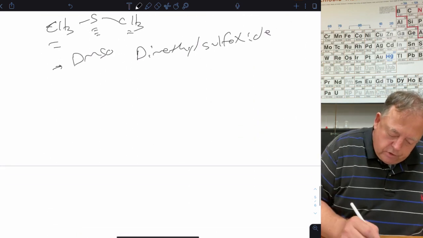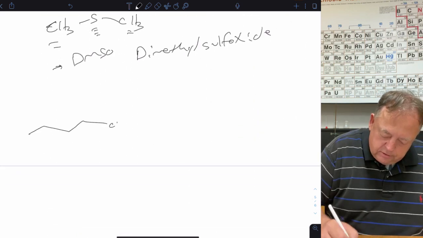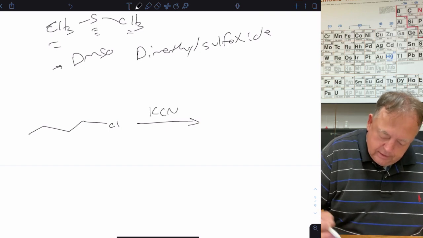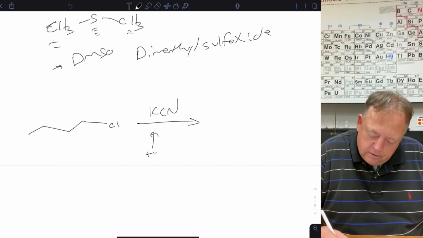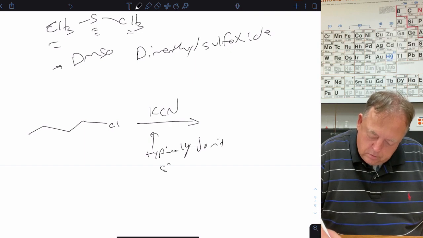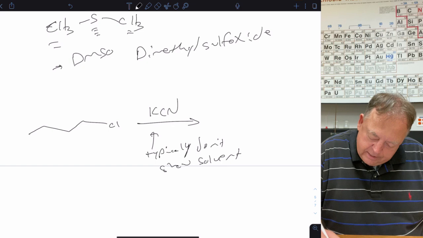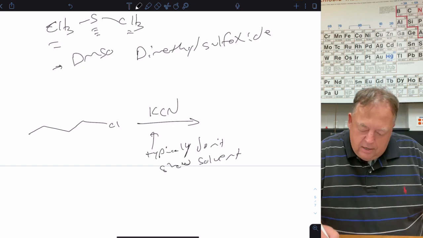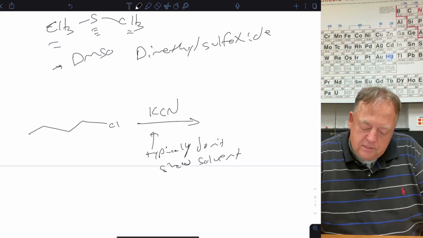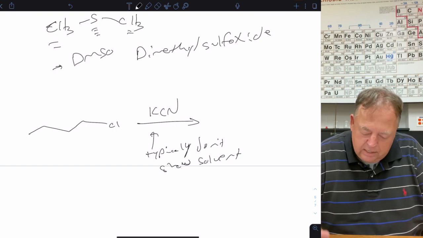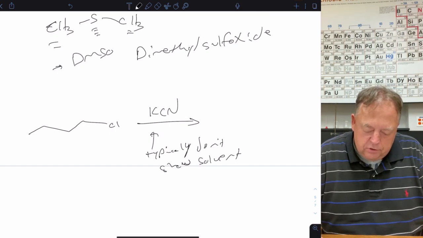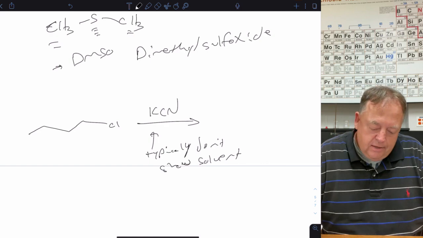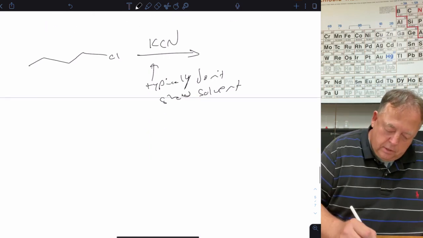Okay, so anyway, when we do SN2 reactions, I would typically just write a reaction like that and not show the solvent. It's there. You need it for an SN2 reaction, but chemists oftentimes don't show the solvent. It's just understood that there's a solvent there. And another reason I typically don't show the solvent is because it just confuses students, and they want to attach it in some way to the molecule.